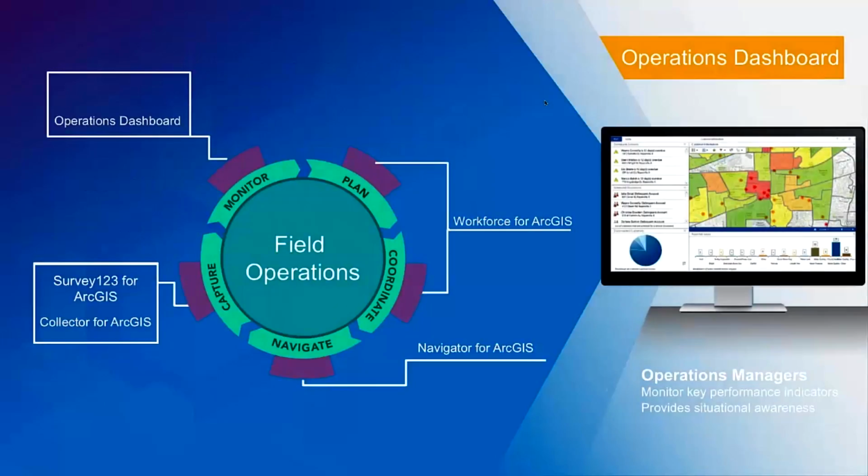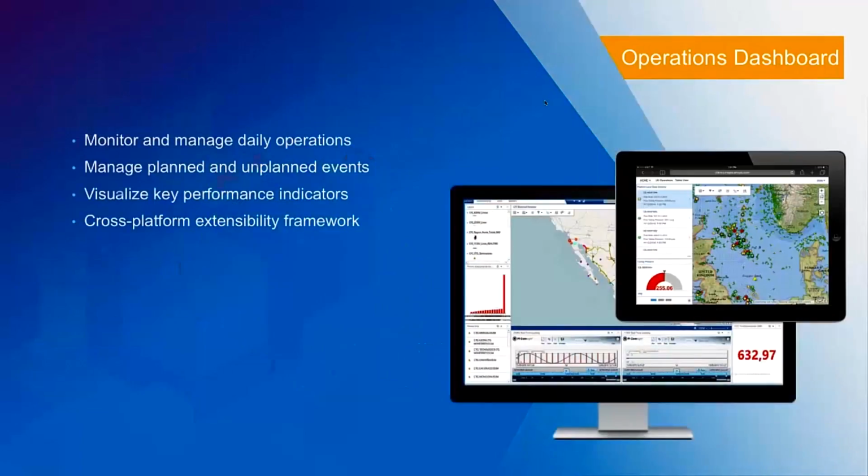Okay, so now that you've got this process defined for planning, coordinating your work, for getting to the location of it, for capturing that data, in the office you want to be able to monitor what's happening. And the Operations Dashboard for ArcGIS app is really suited well for that purpose. In fact, most of the deployments we see of our mobile applications are paired with the Operations Dashboard app for just that purpose. It's really designed around monitoring and managing your daily operations.